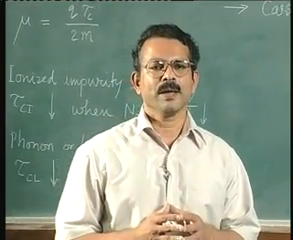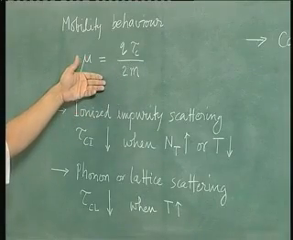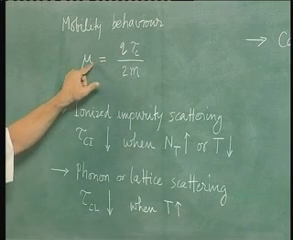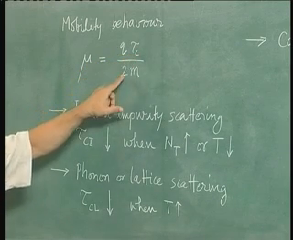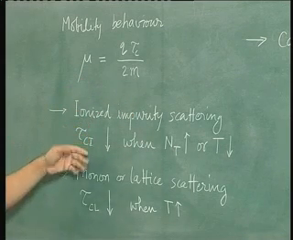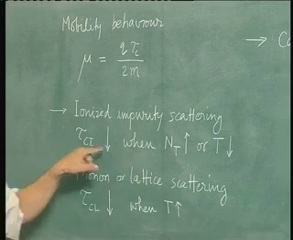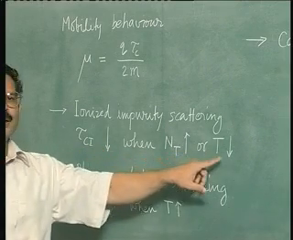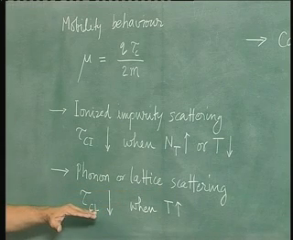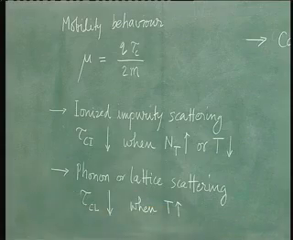For this parameter, that is mobility, which is equal to q times the mean free time between collisions divided by 2m, we have seen the various scattering phenomena. We showed that the mean free time between collisions for ionized impurity scattering decreases with an increase in total doping or a decrease in temperature. Similarly, for lattice scattering, the mean free time between collisions decreases when temperature increases.